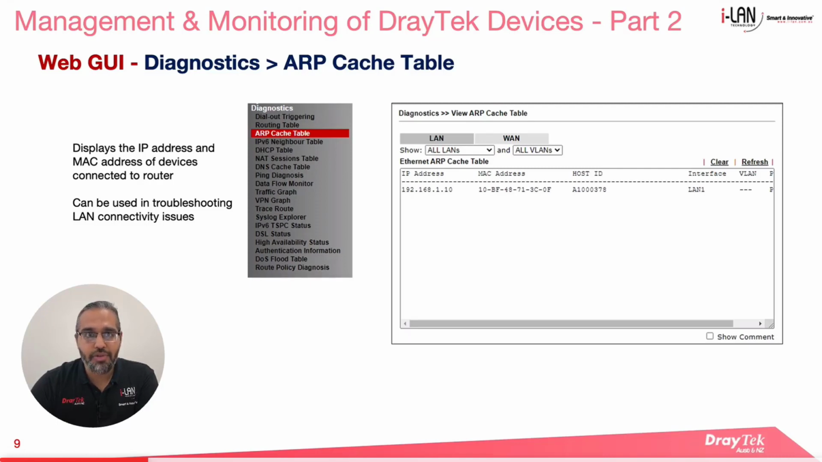The Arp cache can be used when troubleshooting network issues such as IP address conflicts, as it'll show the MAC address of the device using that IP, and also to verify that the devices are in the correct LAN.